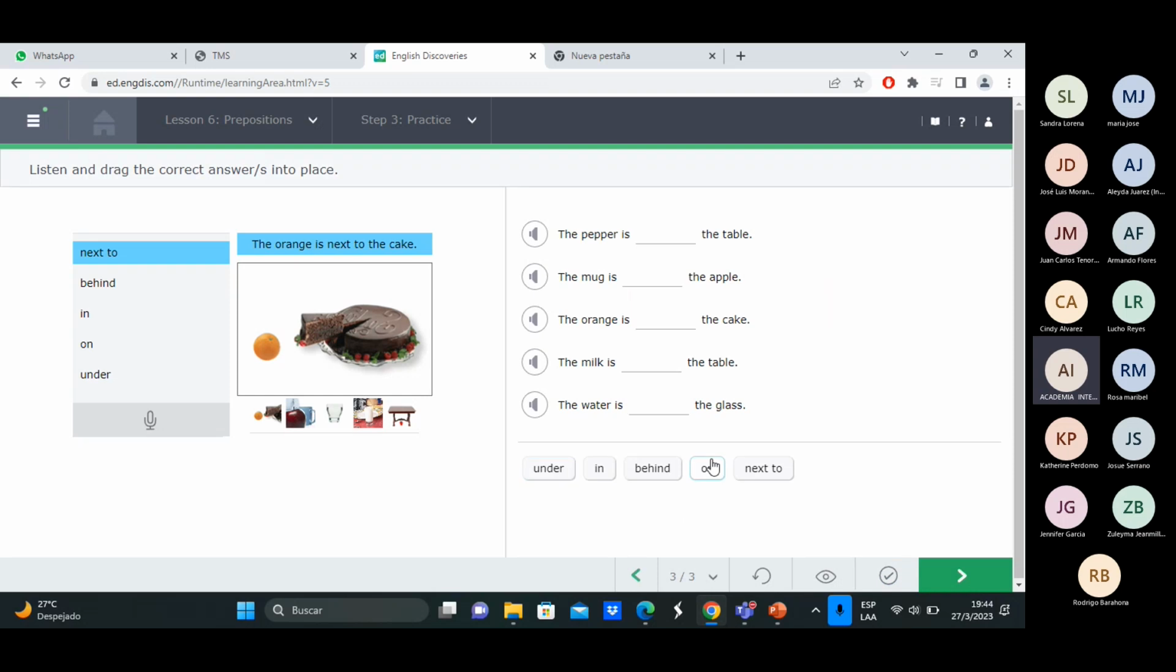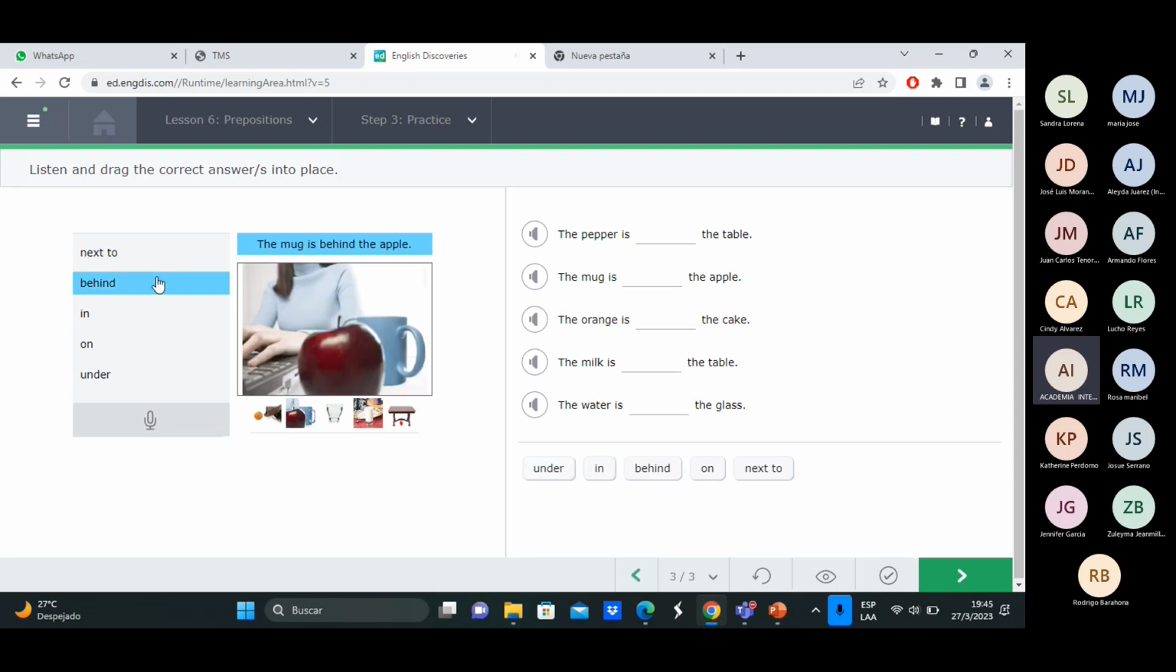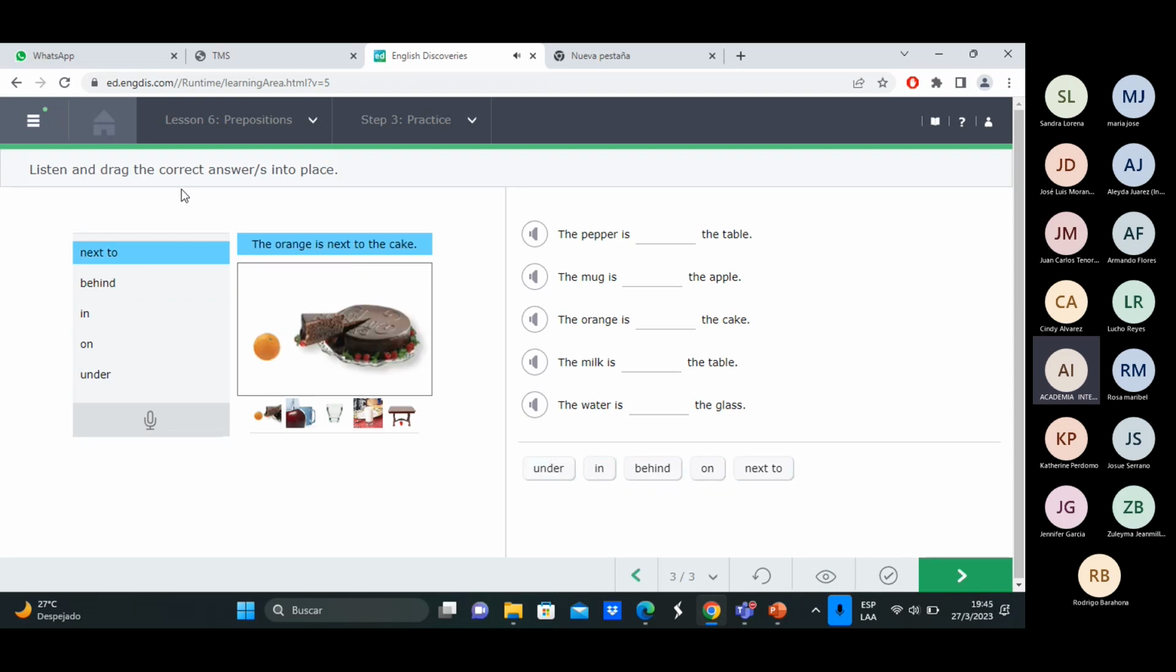Y aquí como completar unos ejercicios. Ahora, listen and drag the correct answer into the place. Dice que escuchemos y arrastremos la palabra o la preposición. Behind, next to. To the correct answer, a la respuesta correcta. Entonces, ¿cuál seleccionarían ustedes? The pepper is under the table.